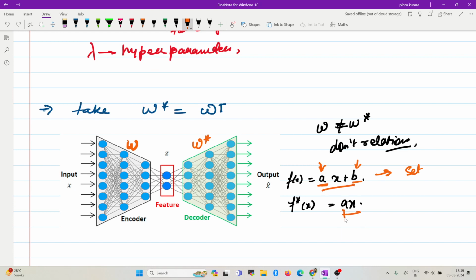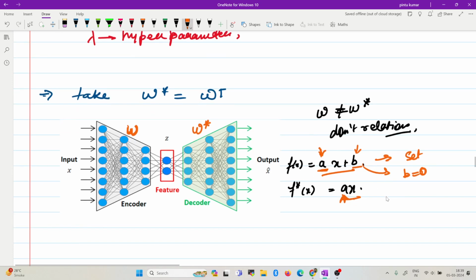Here you have only one choice, that you can only fix a. Now in the above case, if you take b equal to 0, you would be able to generate all the functions of the form f star x = ax. So we can say that the functions generated by a function of the form f star x are a subset of the functions generated by f of x.